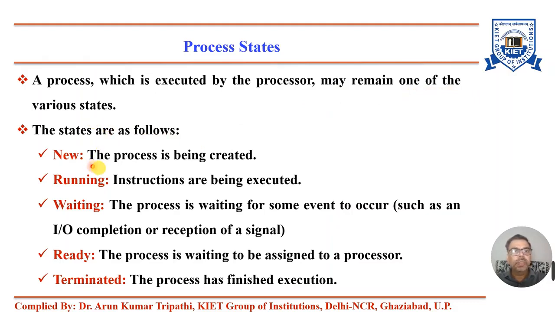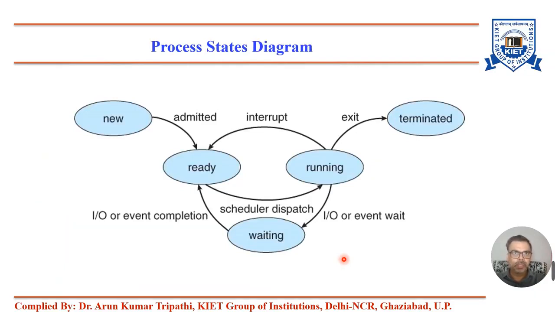These states are: new, when a process is being created; running, when the instructions are being executed; waiting, when a process is waiting for an event such as input output completion or reception of a signal; ready, when a process is waiting to be assigned to a processor; and the last one is the terminated state, also known as the halted state, where the process has finished its execution. So this is the general diagram for the process states.